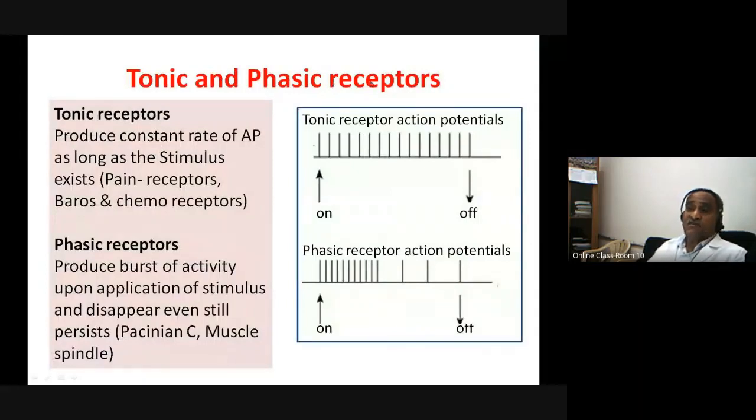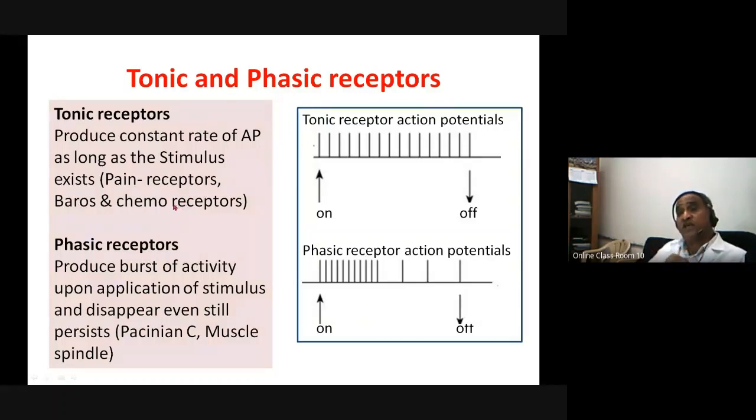Now, what are tonic and phasic receptors? I mentioned they depend upon the type. For the tonic receptors, you just see that here is the time where the stimulus is turned on and it is being stimulated, and here it is turned off. As long as you keep it on, there is continuous activity. These are called tonic receptors. Continuous activity produces a constant rate of action potentials as long as the stimulus exists. Say, for example, baroreceptors, because they have to monitor the blood pressure beat to beat, or the chemoreceptors.